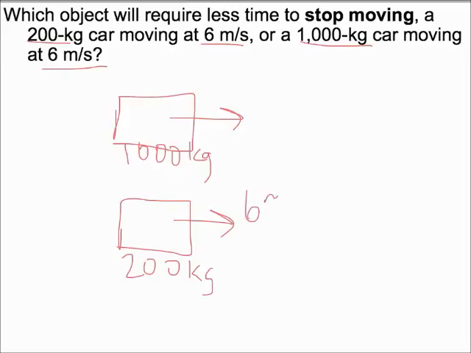And if they're both moving at 6 meters per second, which one's going to take longer to stop? The one that has more mass. This one's going to take longer to stop because it has more inertia. It's going to have a greater tendency to keep moving than the 200 kilogram object.